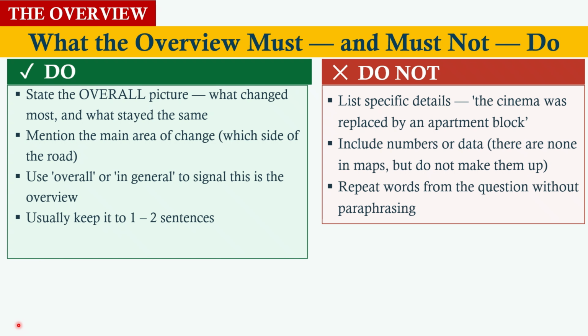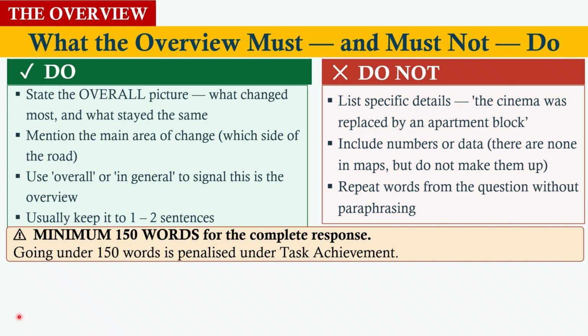One more important point to keep in mind. The complete Task 1 response must contain at least 150 words. Going under 150 words is penalized under task achievement, so always check your word count before you submit. Think of the overview as what someone looking at the maps would understand after just a few seconds. A clear big picture, no specific details, and usually no more than 2 sentences.